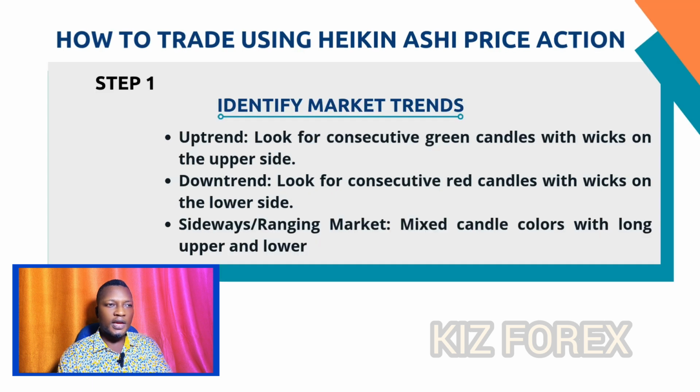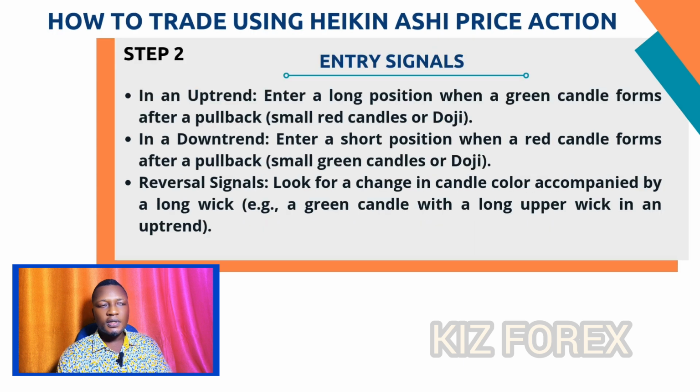Now, how to trade using Heikin-Ashi price action? Here are the steps that you need to trade using Heikin-Ashi price action. Step 1. Identify market trends. When in an uptrend, what you should be doing is looking for consecutive green candles with little or no wick to the side. And when you're in a downtrend, what you should be looking out for is consecutive red candles. And when you are in a ranging market, what you should be doing is looking for candlesticks that have wicks on both sides.